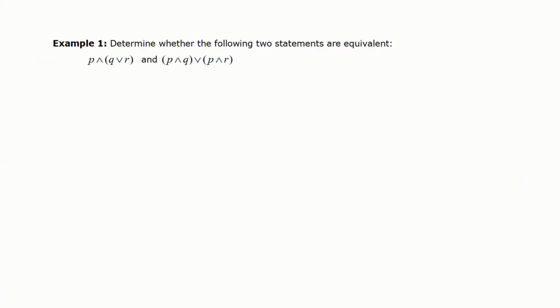Determine whether the following two statements are equivalent. Two statements are equivalent if they have the same truth values at all times. In other words, if they have the same truth values in a truth table. So what we're going to do is put these all in a truth table and see if they're the same.